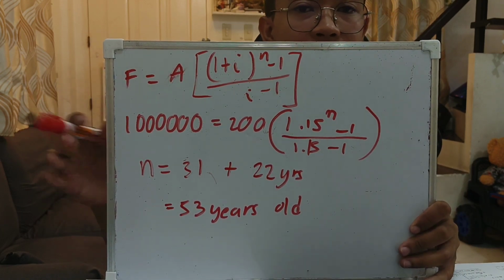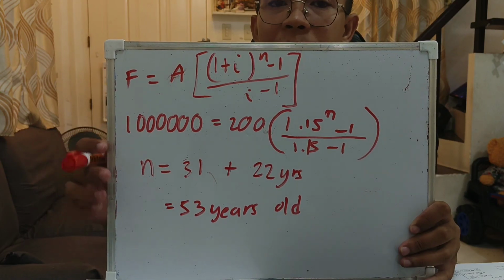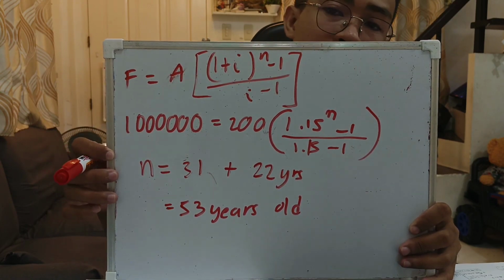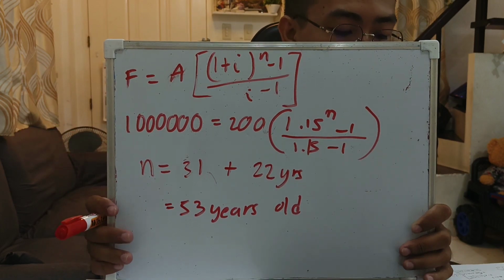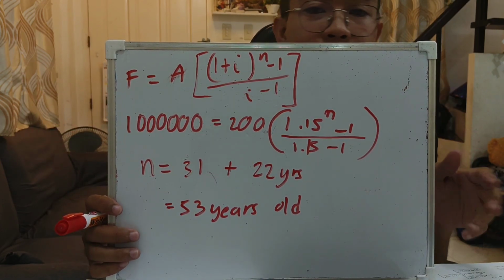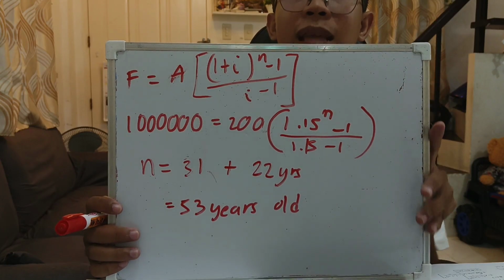And take note that this woman who just graduated from college is 22 years old. So 22 plus 31 is equal to 53 years old. So she will be 53 years old at that time.